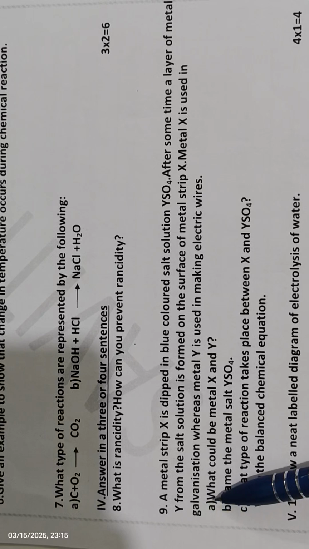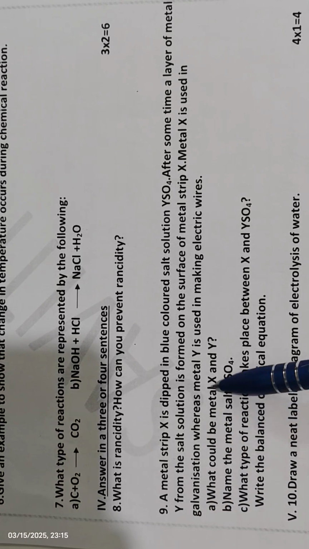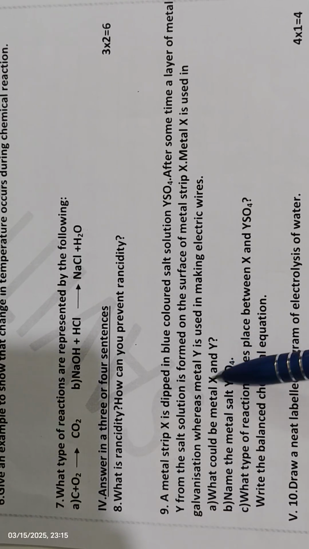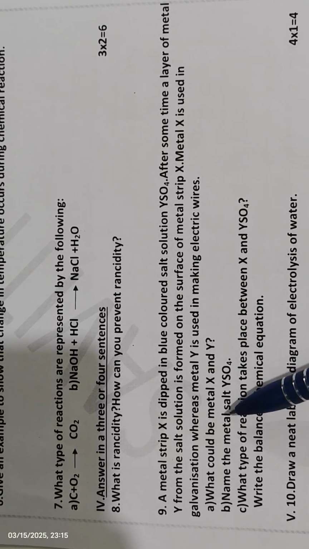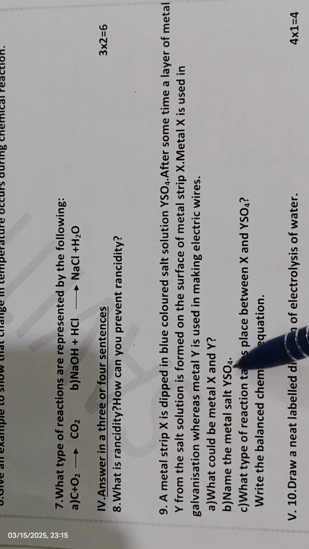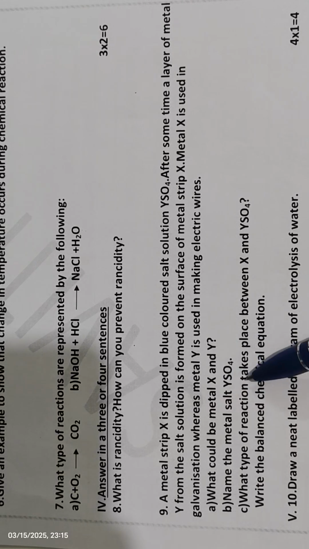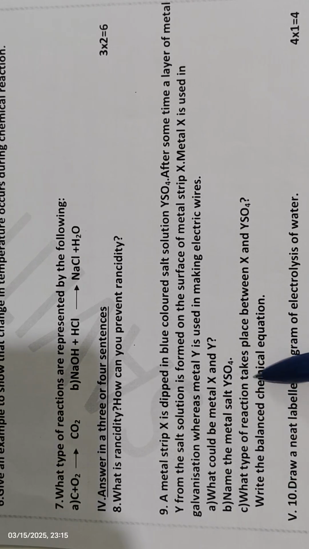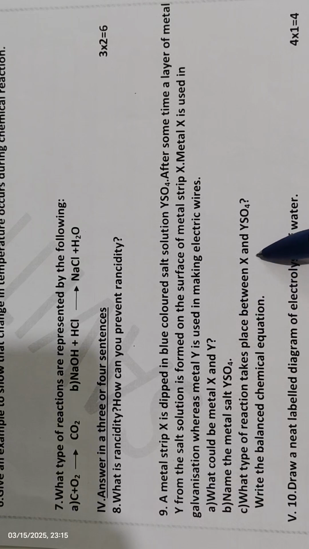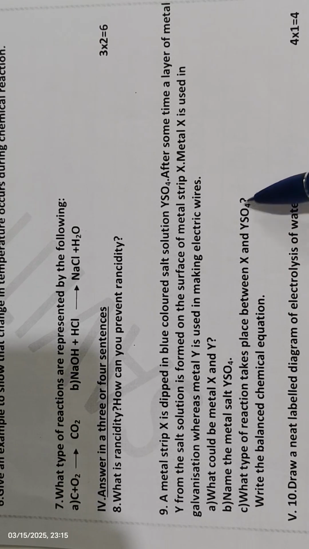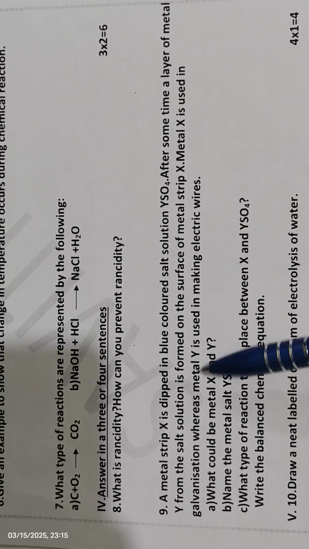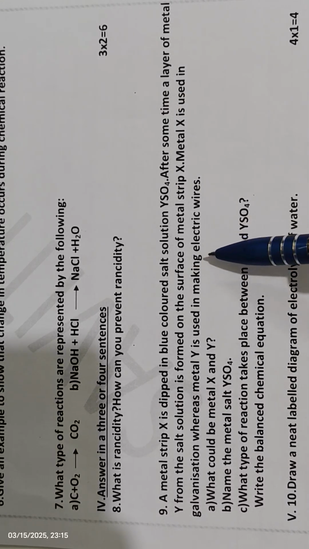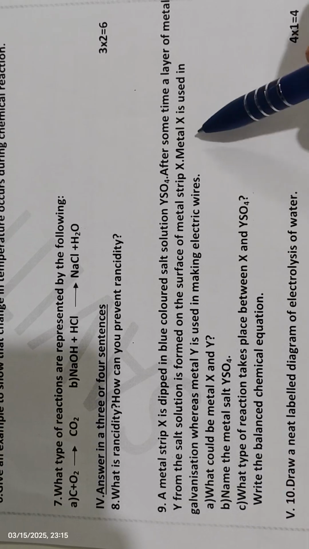What are the questions given? A, what could be metal X and Y? So what is metal X and what is metal Y? You have to answer. Name the metal salt YSO4. What is this YSO4? You have to answer. And what type of reaction takes place between X and YSO4? Then you have to write a balanced chemical equation. So we'll see. Here in the question, a small hint is given.